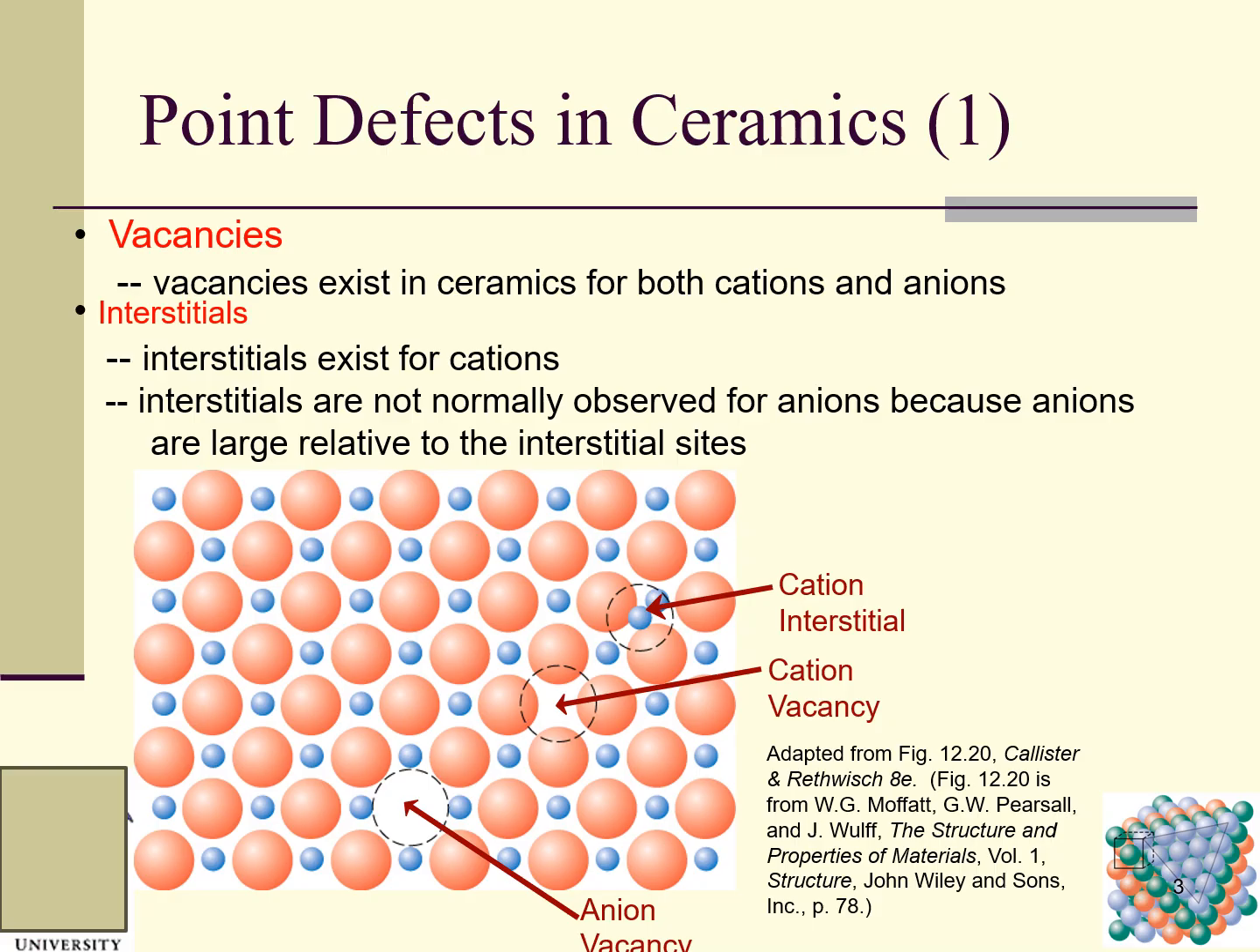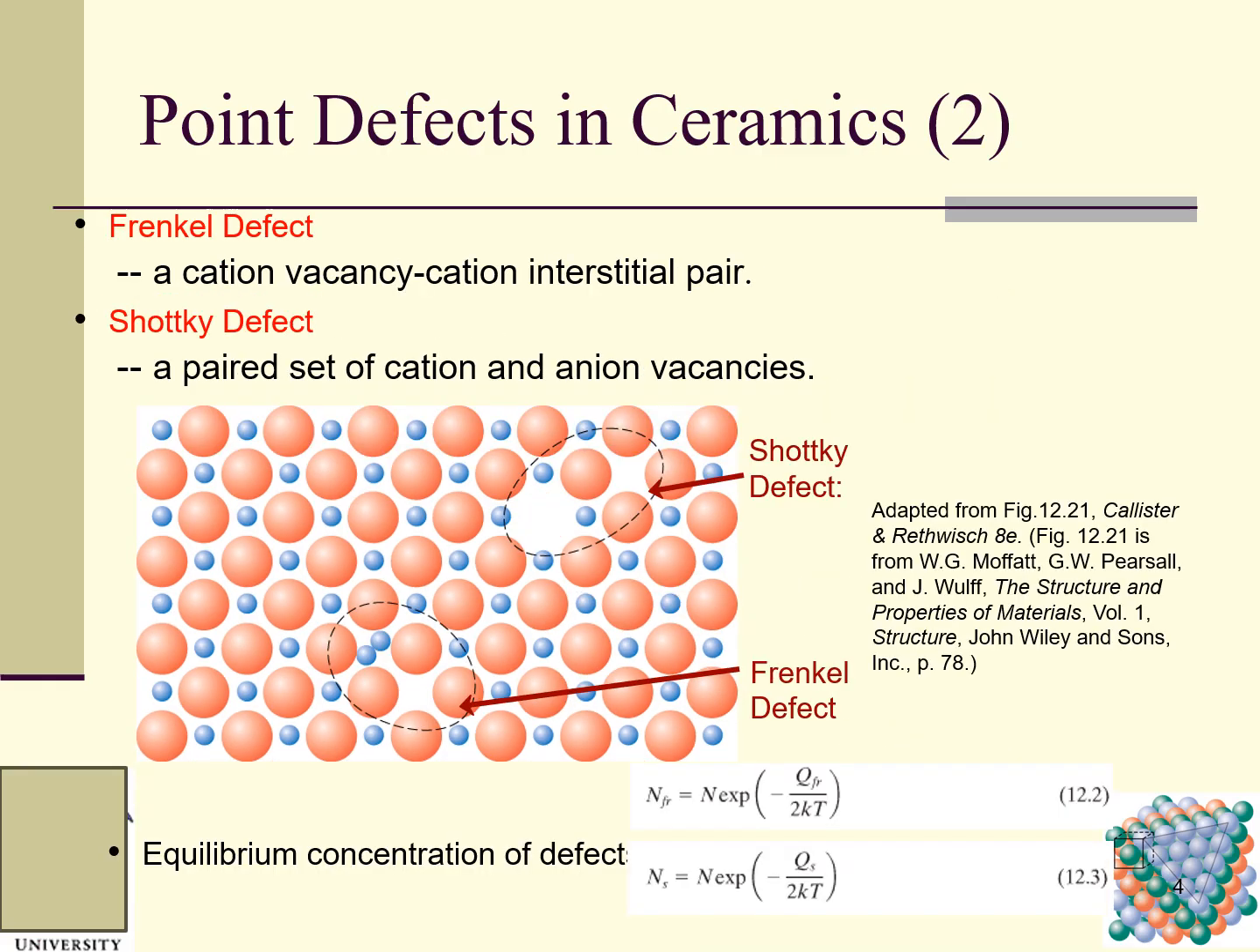You can see these bigger circles, bigger spheres, stand for the anions, and the small circles, small spheres, stand for the cations. Be very, very careful about this. Any questions regarding this slide? No questions.